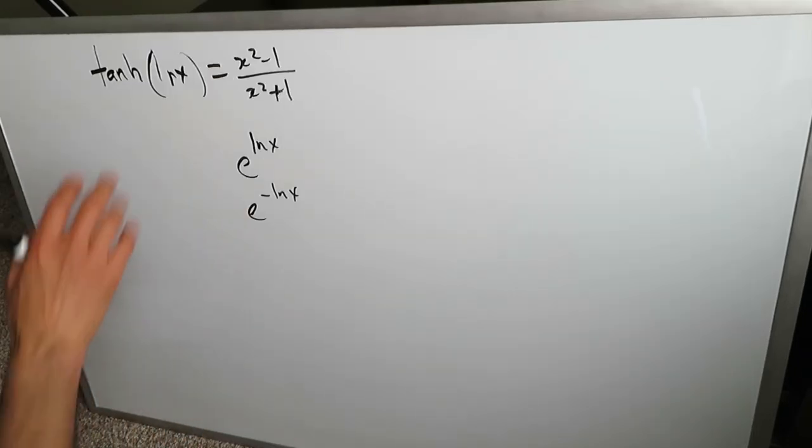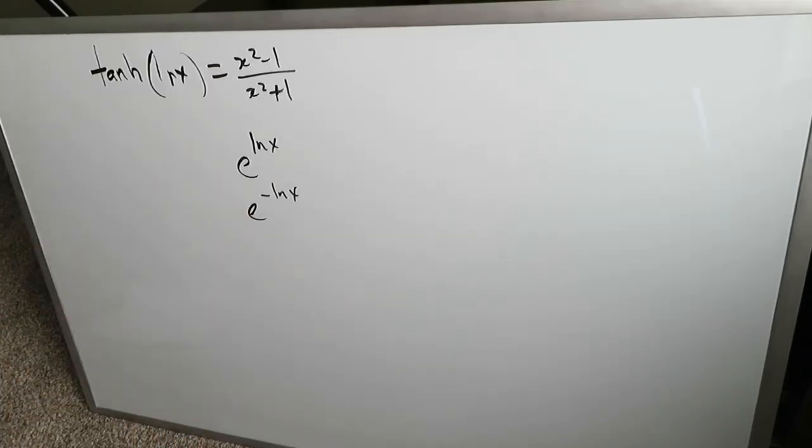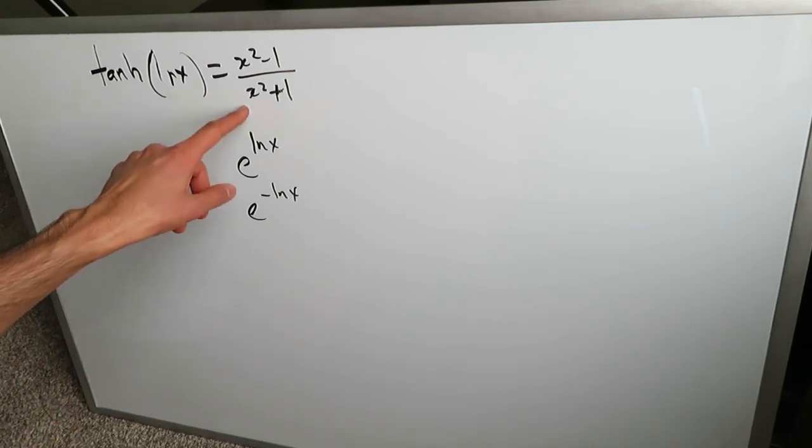So let's focus in on this question. tanh of natural log x is equal to x squared minus 1 over x squared plus 1. You have to show that this is equal to that.